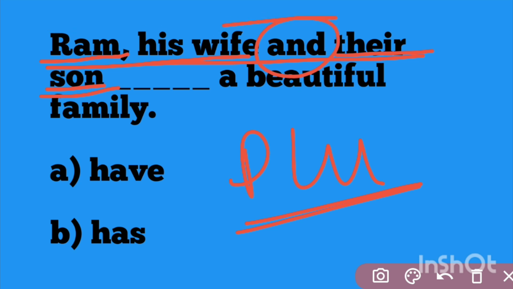So as it is plural, we have to write down the plural verb, that is have. We cannot write down has here because has is the singular form. So have is the correct answer. Ram, his wife and their son have a beautiful family. Friends, I think you can understand.